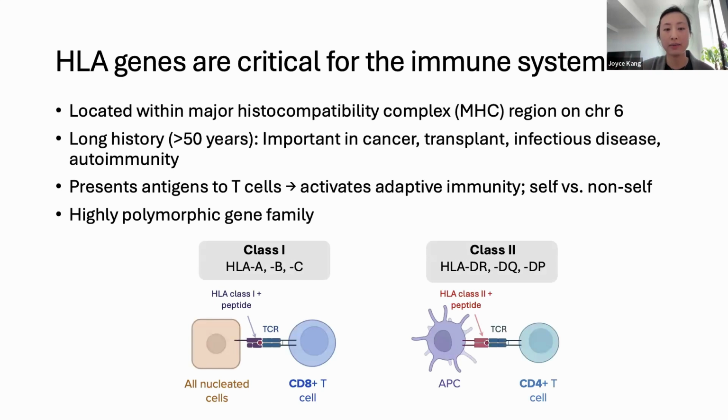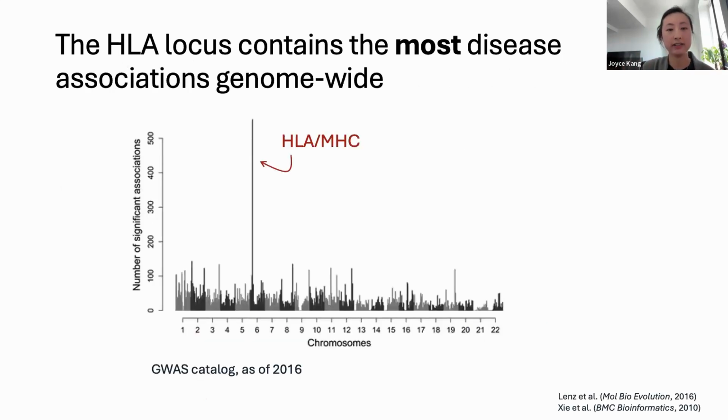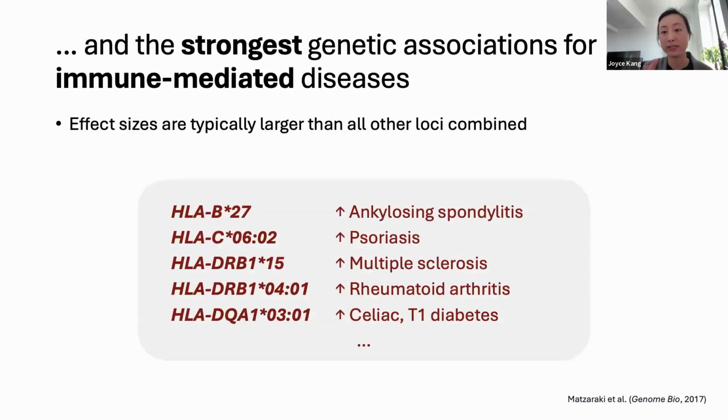An important thing about these genes is that the HLA gene family is very polymorphic, so there are many different versions of these alleles across individuals. Scientists have done genome-wide association studies looking for associations between genetic variants and traits, and it turns out that the HLA locus contains the largest number of genetic associations with diseases genome-wide. In immune-mediated diseases, such as autoimmune and infectious diseases, the effect sizes within the HLA are typically larger than all other loci combined.